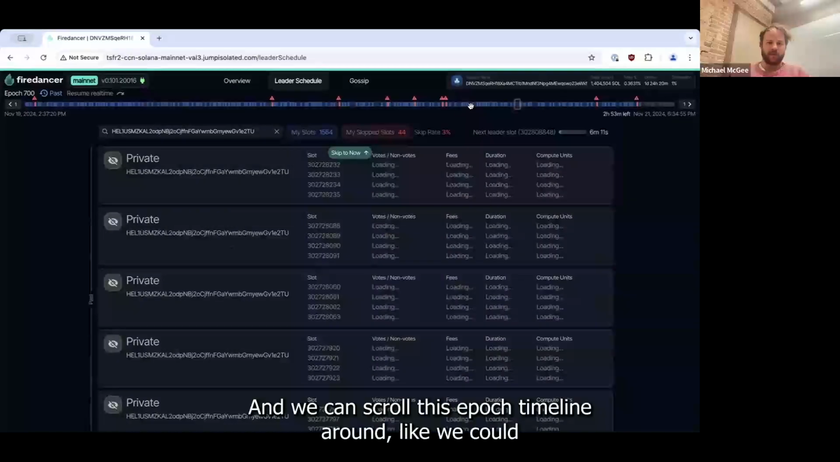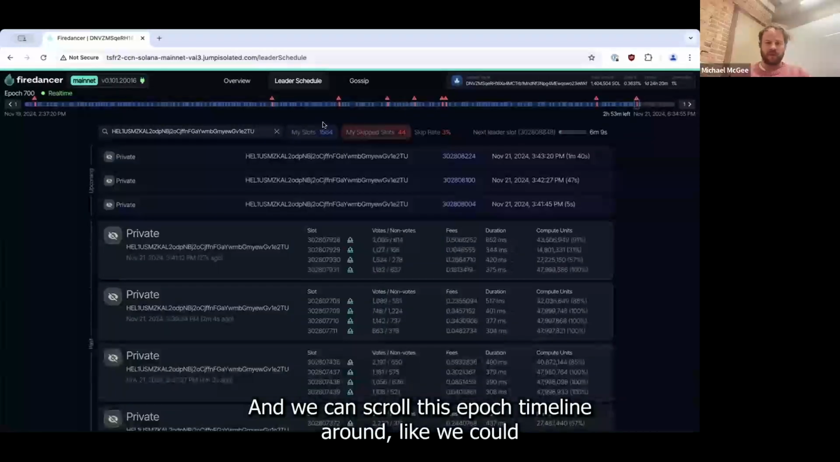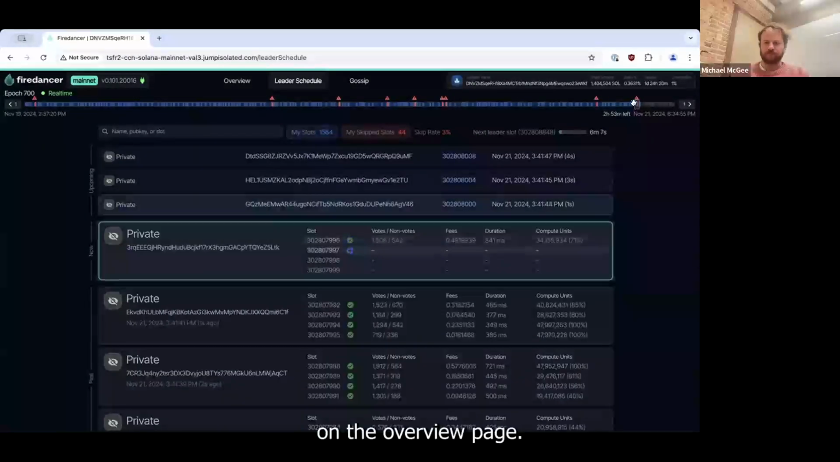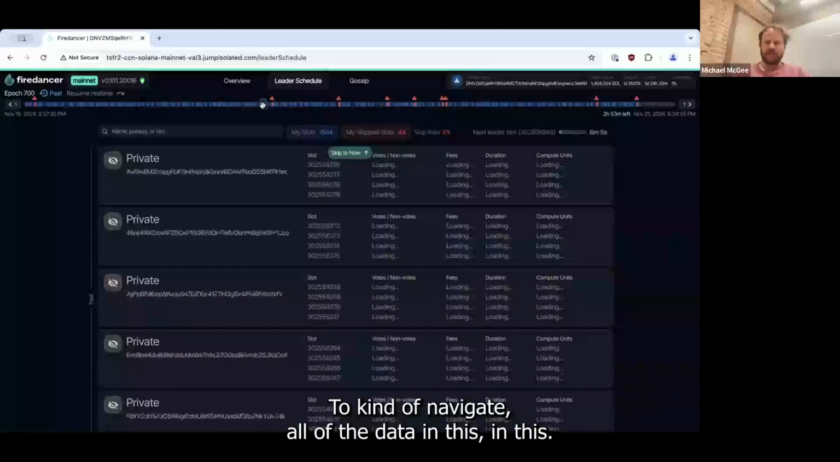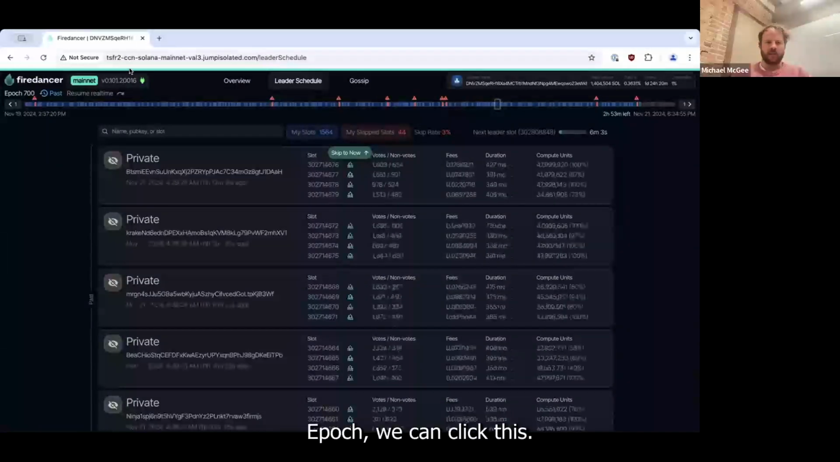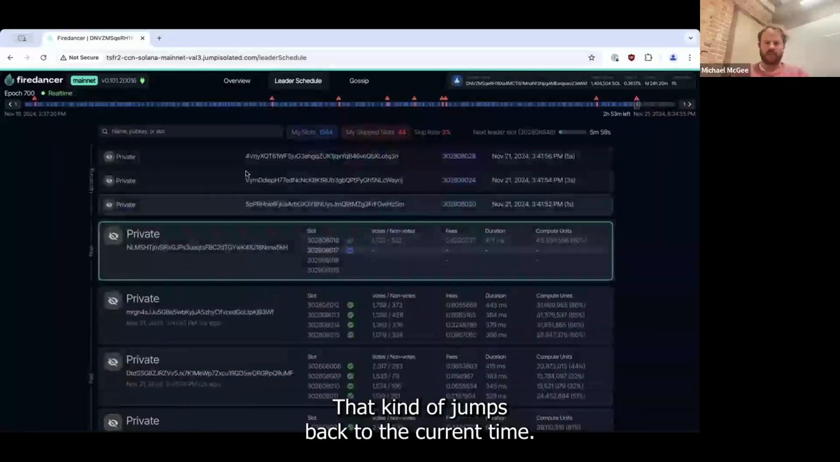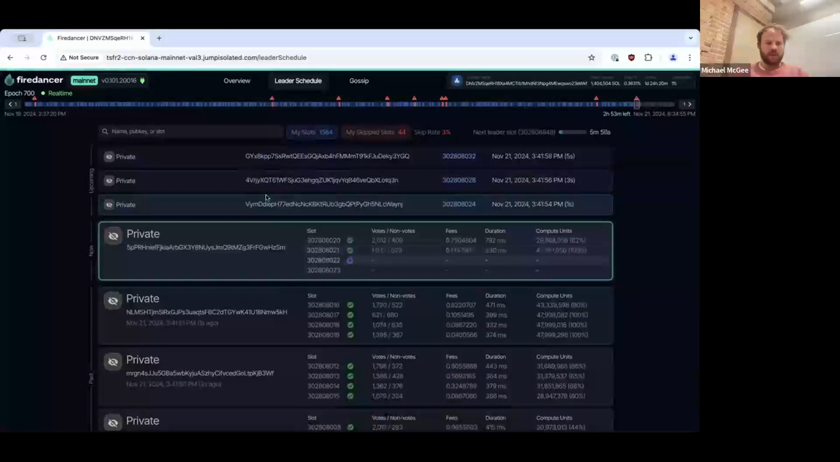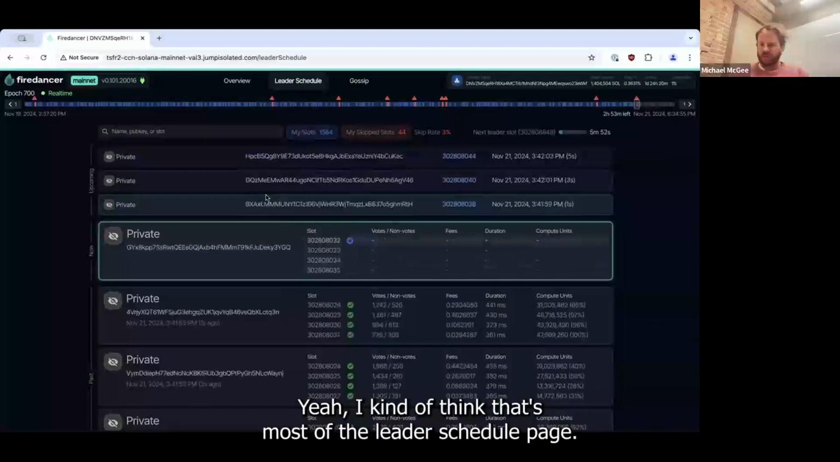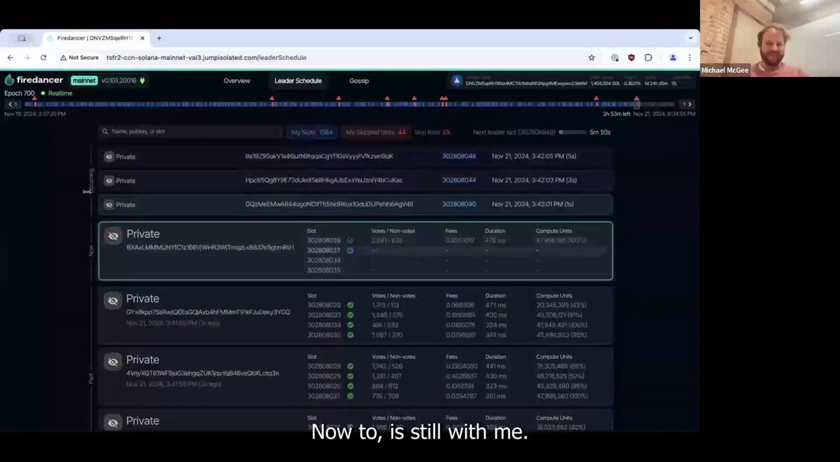And we can scroll this epoch timeline around like we could on the overview page to navigate all of the data in this epoch. We can click this resume real-time button up here, which I forgot to mention. It jumps back to the current time. Yeah, I think that's most of the leader schedule page now too. Hopefully you're still with me.